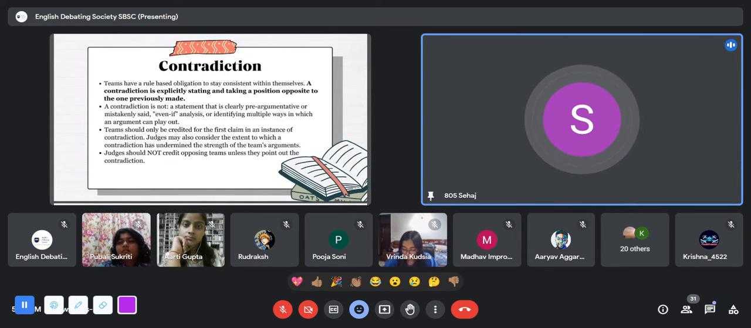Second is even if analysis. Oftentimes, teams give analysis like, okay, even if this does not happen, we still win the debate because of these three other reasons. So if they're giving even if analysis, they're taking up now worst case to win over the other side's best case.